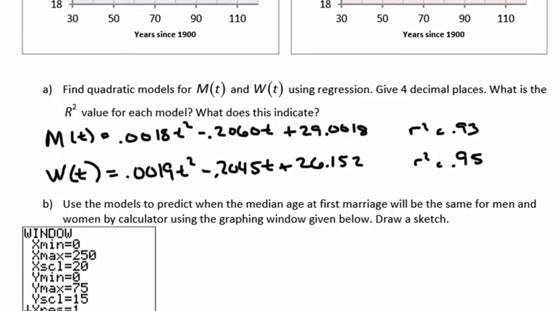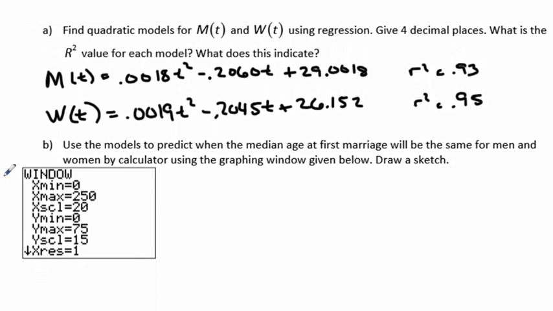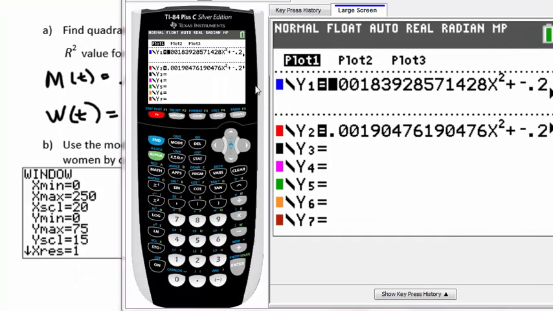In part B, I want to graph these to predict when the median age will be the same for men and women. Okay, so let's graph the models. So we're going to enter your model. I've got the full model here. It's not rounded. You can have yours rounded. I need my full model in Y1 and Y2. And I want both plot 1 and plot 2 turned on.